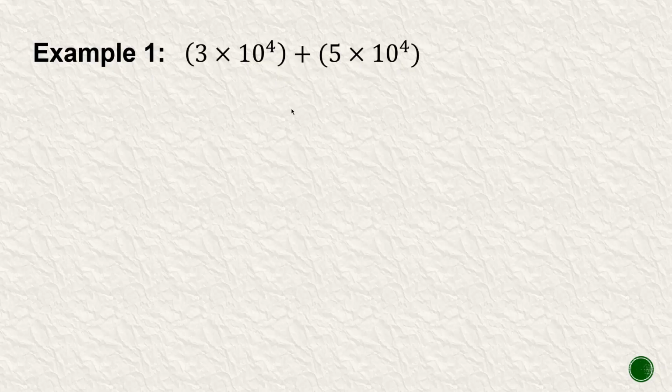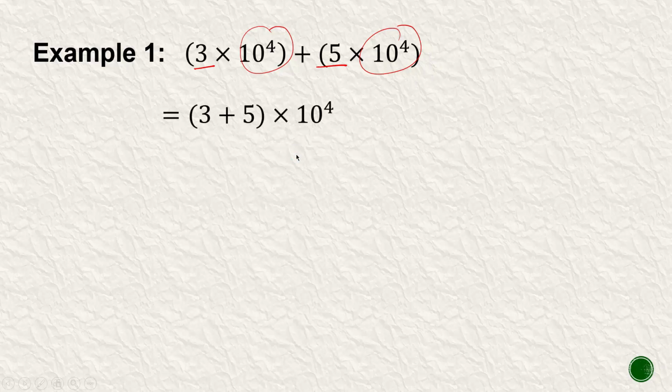So one thing you need to remember about addition and subtraction of scientific notation is that this part of the scientific notation should be identical. They should have the same exponent. Of course, the 10 will always be there, but the exponent should be the same. So here, they are both 10 raised to 4. So once you see that they are the same, you can just simply perform the addition to 3 and 5. So 3 plus 5 is equal to 8, right? And then you simply copy 10 raised to 4, okay?